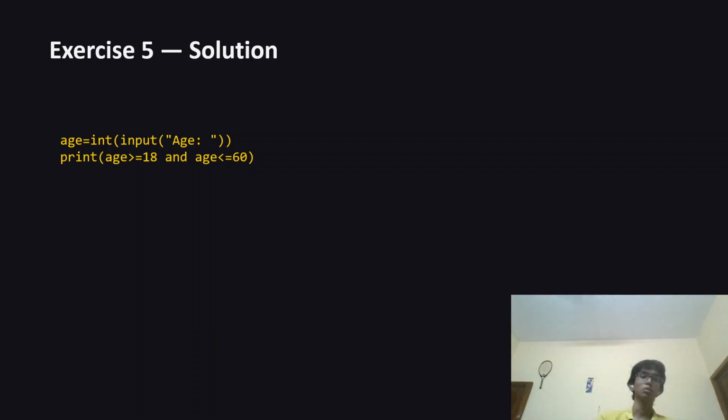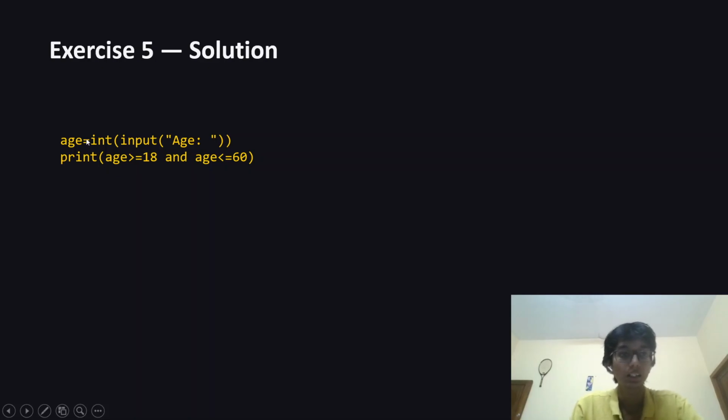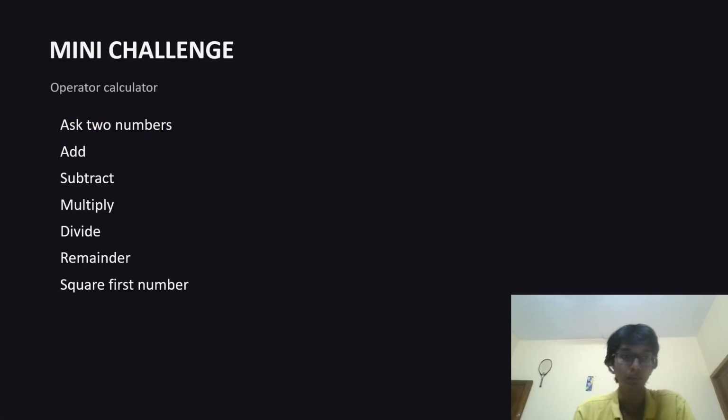Time's up. This is the code. This is the solution. We have taken integer input for age, and we are checking if it's at least 18 and at most 60 by using the and keyword.